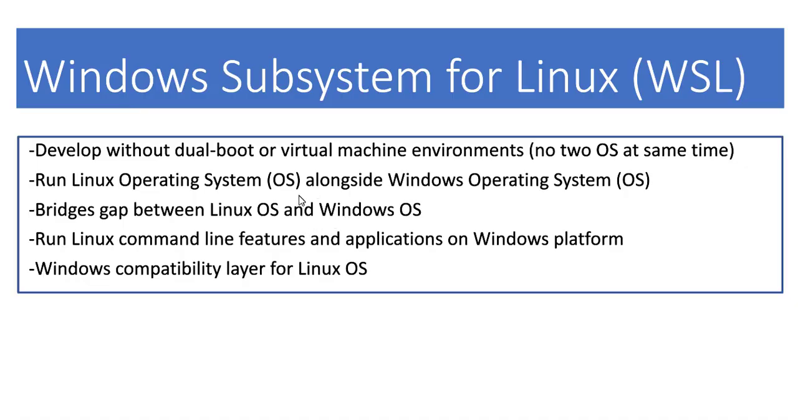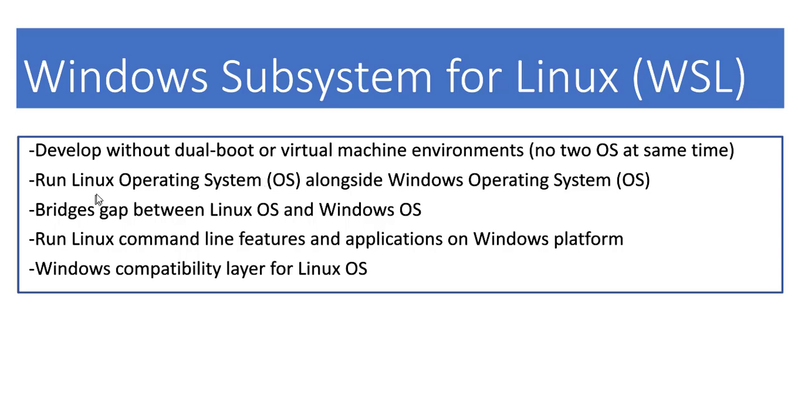But before we do the installation, let's look at some reasons why you would want to install Windows Subsystem for Linux on your Windows operating system. There are many reasons why you would want to do that. With WSL, you can develop your application without dual boot or using virtual machine environments. With WSL, you can use both operating systems at the same time. In other words, you don't need the Linux operating system separately and the Windows operating system separately. You can use both at the same time.